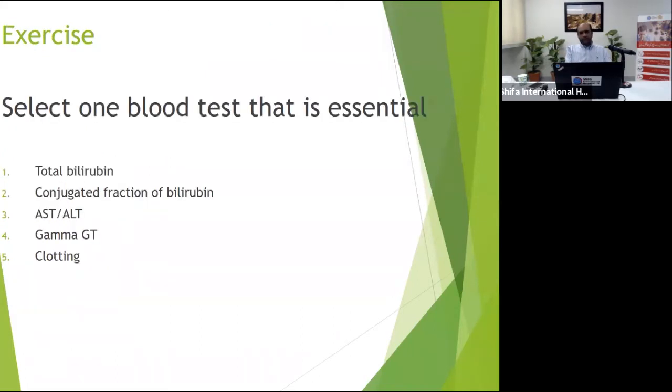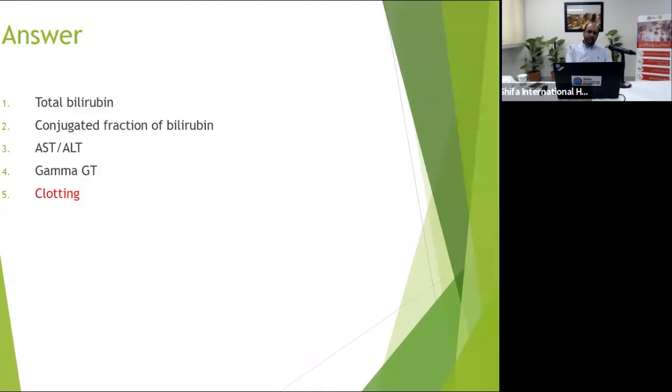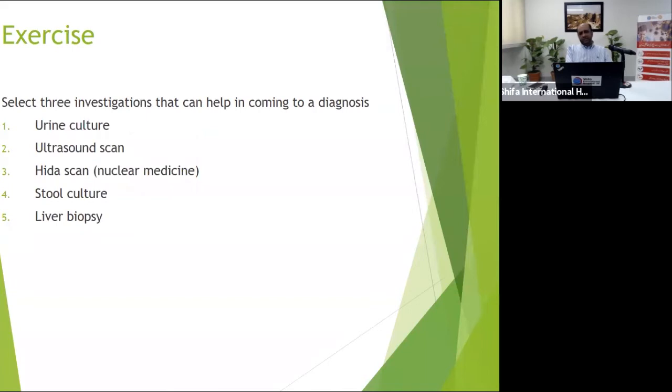So if in the same child, I will ask, what single test will you rely on the most to assess the condition of the child among these 5 tests? I will answer the clotting, INR. This is important. Then I will ask, what 3 tests among these 5 tests you will prefer to investigate such a baby? I will myself answer again: that is ultrasound, HIDA scan, and the liver biopsy plus minus.